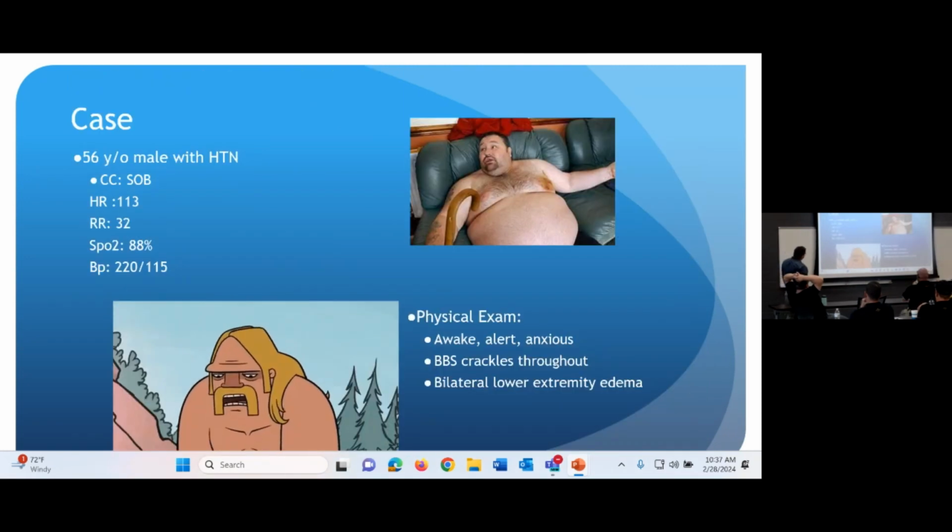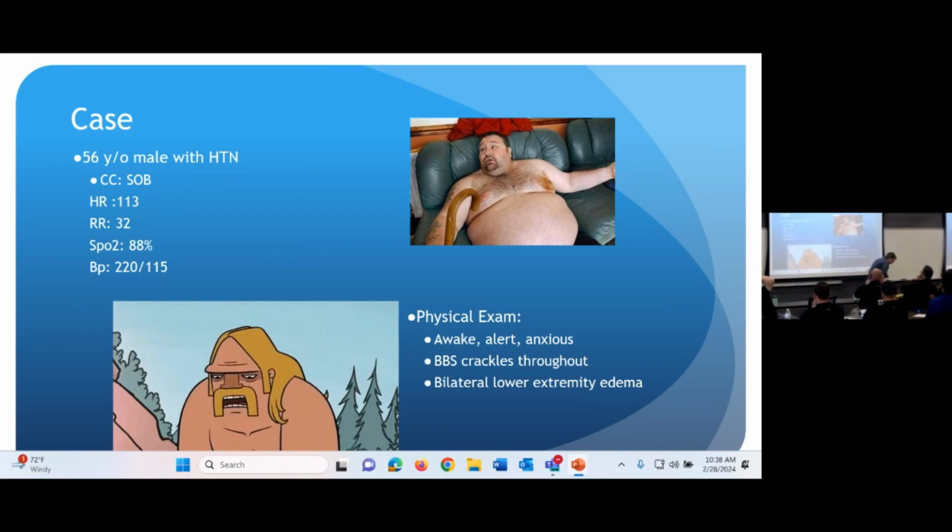Sweet. Next case: 56-year-old male, history of hypertension because he's in Alabama, short of breath, breathing 32 times a minute, hypoxic, heart rate's in the 110s, blood pressure is 220 over 115. He's awake, alert, he's anxious, but he's sitting up, leaning forward, huffing and puffing. His legs are swollen. What's going on with this guy?